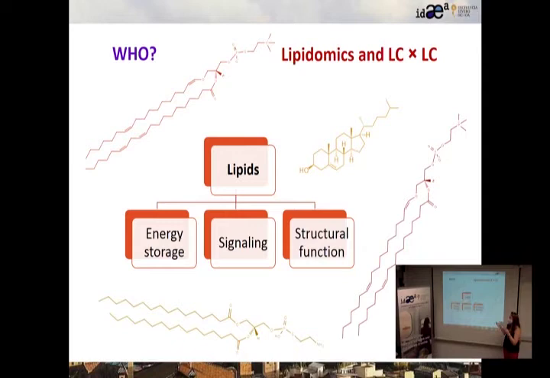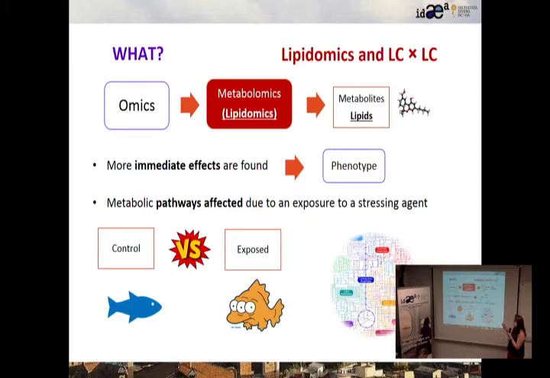So they're lipids, very important biological molecules related with energy storage, signaling, and structural function. Among omic sciences, lipidomics is a branch that belongs to metabolomics that studies the lipids. But which lipids? The lipids that have suffered changes when we compare control samples versus exposed ones. And this exposure can be to any stressing agent we can think of. One of the main advantages of lipidomics is that we can study the immediate effects, so really close to the phenotype.